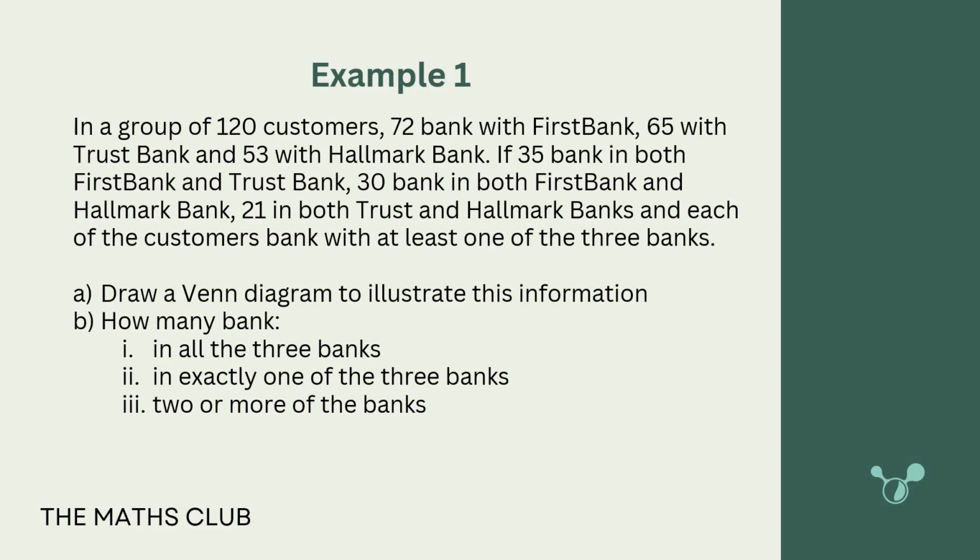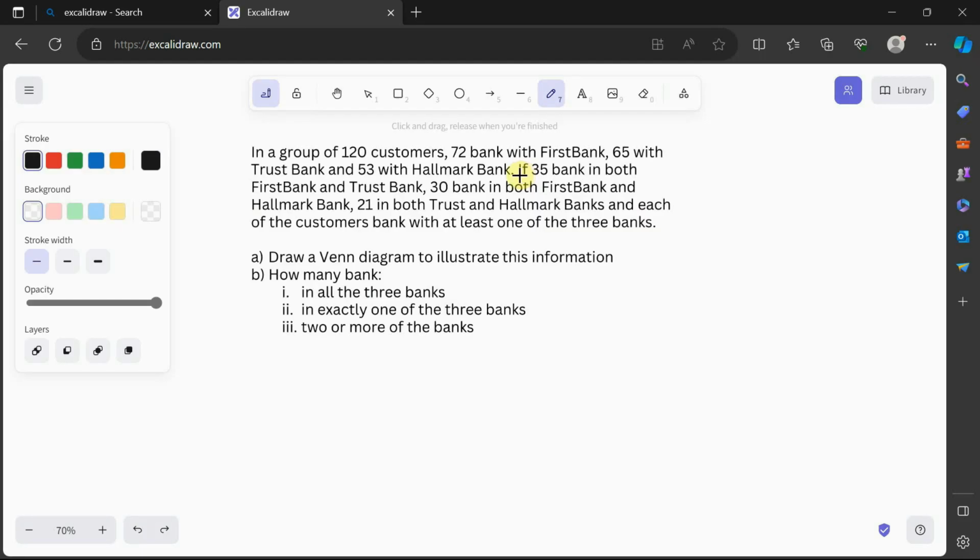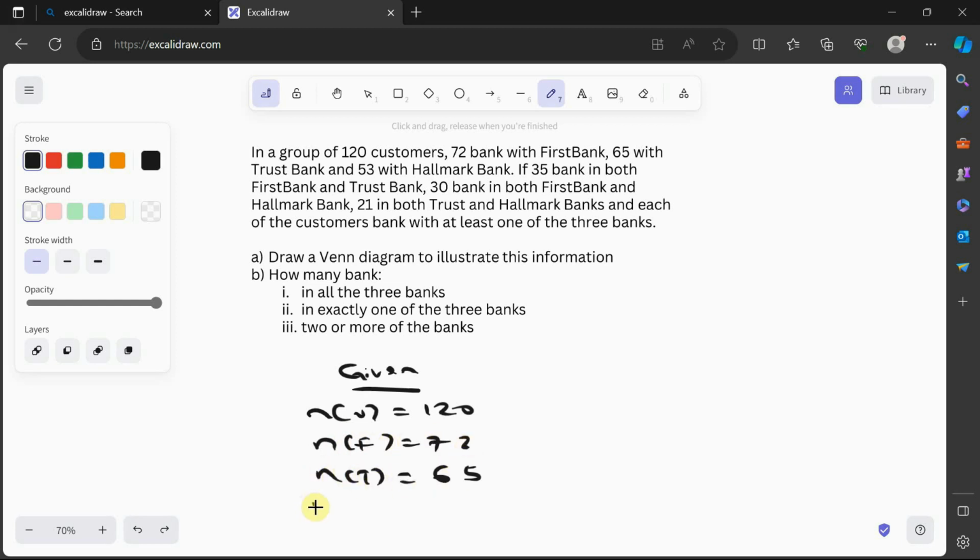Let's solve this together. So first things first, what are we given in this particular question? We're told that the universal set of customers, so the N of U, is 120. The number that bank with First Bank is 72. Number that bank with Trust Bank is 65. The number that bank with Allmark Bank is 53.